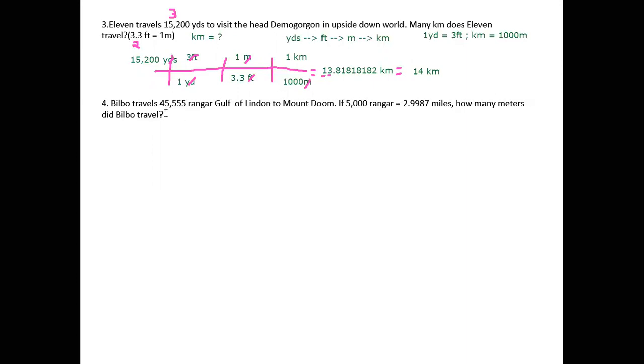So now switching gears back to Middle Earth, we have Bilbo who travels 45,555 Rangar from the Gulf of Lindon to Mount Doom. I forgot a word there, was making these last night. And it says if 5,000 Rangar is equal to 2.9987 miles, how many meters did Bilbo travel?